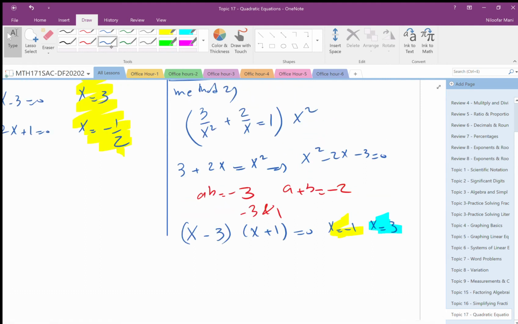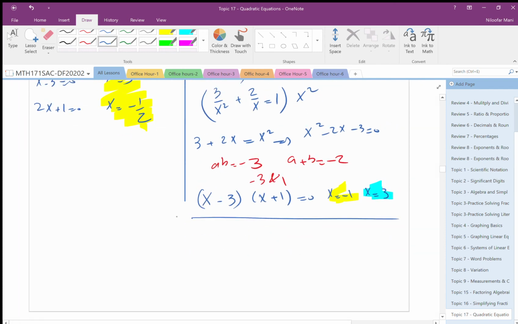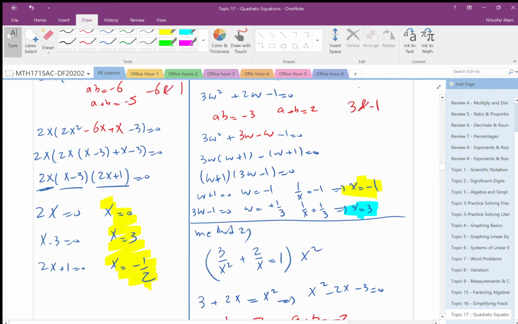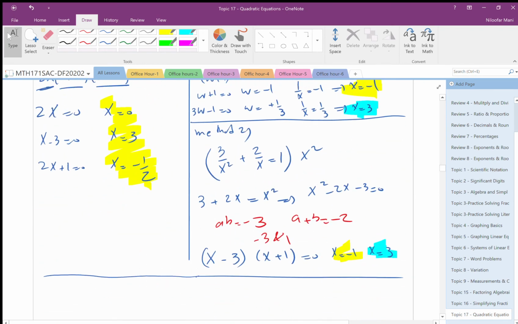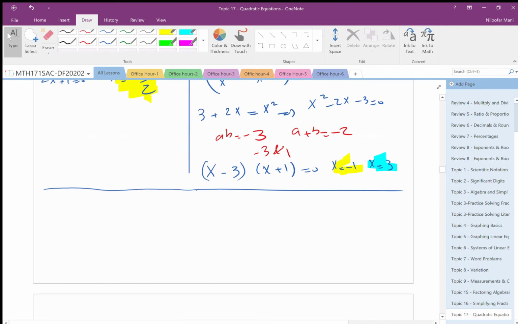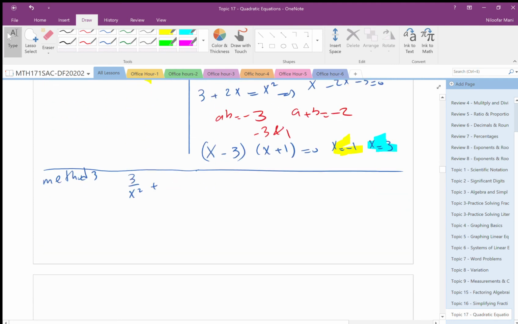Okay, so let me see if I can fix this. Okay, so here, how about method 3? So method 3 is, I just do least common denominator. So I have 3 over x squared plus 2 over x, yes, equal 1. So I use 3 plus 2x over x squared equal 1, and I have 3 plus 2x equal x squared.